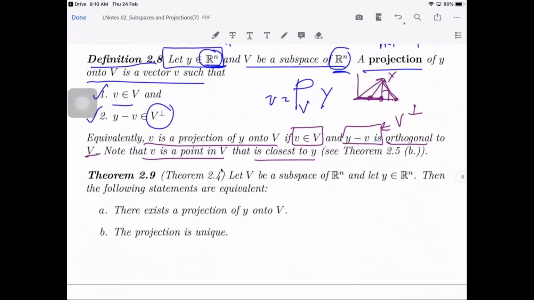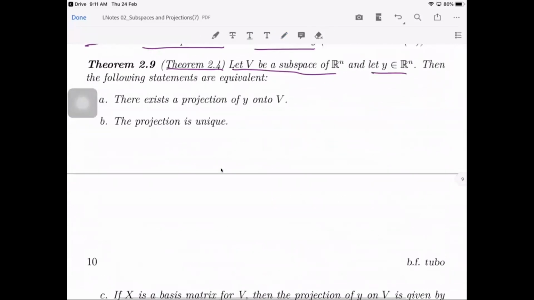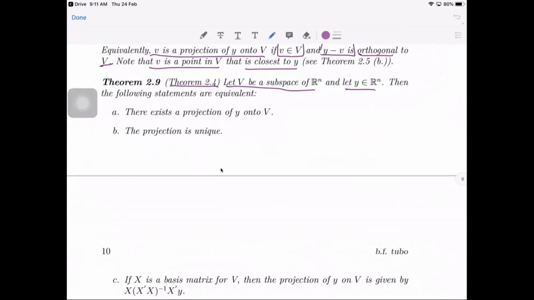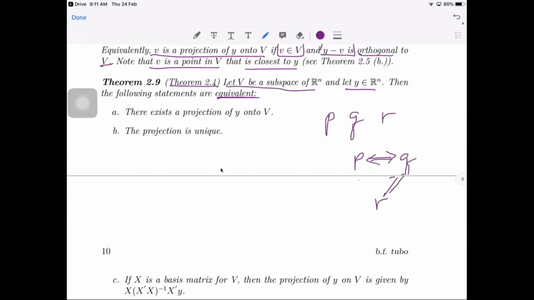So Theorem 2.4 of Arnold's says that if we have a subspace V in R^n and we let a vector Y in R^n, then the following statements are equivalent. How many statements do we have? We have 3. So the equivalent statements are P, Q, and R. P if and only if Q, Q if and only if R, and P if and only if R.